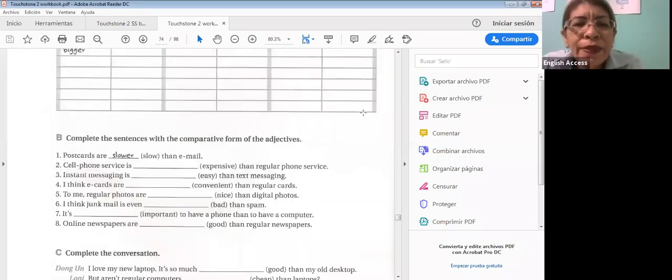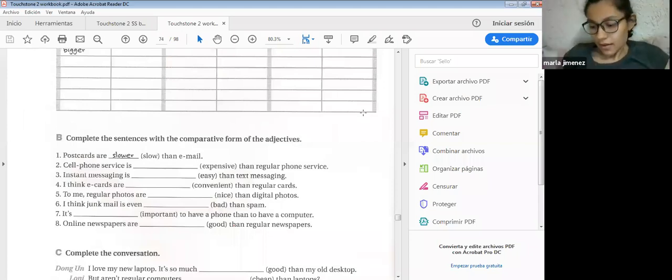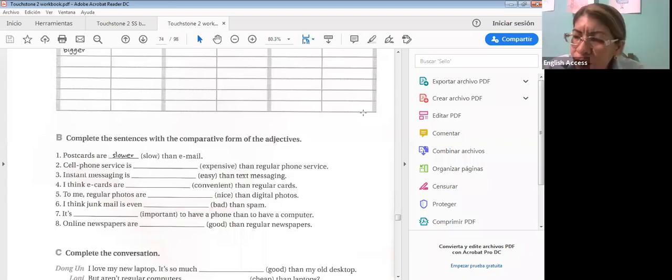Okay, exercise B says complete the sentences with the comparative form of the adjectives. You have the words in parentheses. Number 1, postcards are slower than email. Number 2, Marla? Cell phone service is more expensive than regular phone service. Correct. Number 3, Heide?